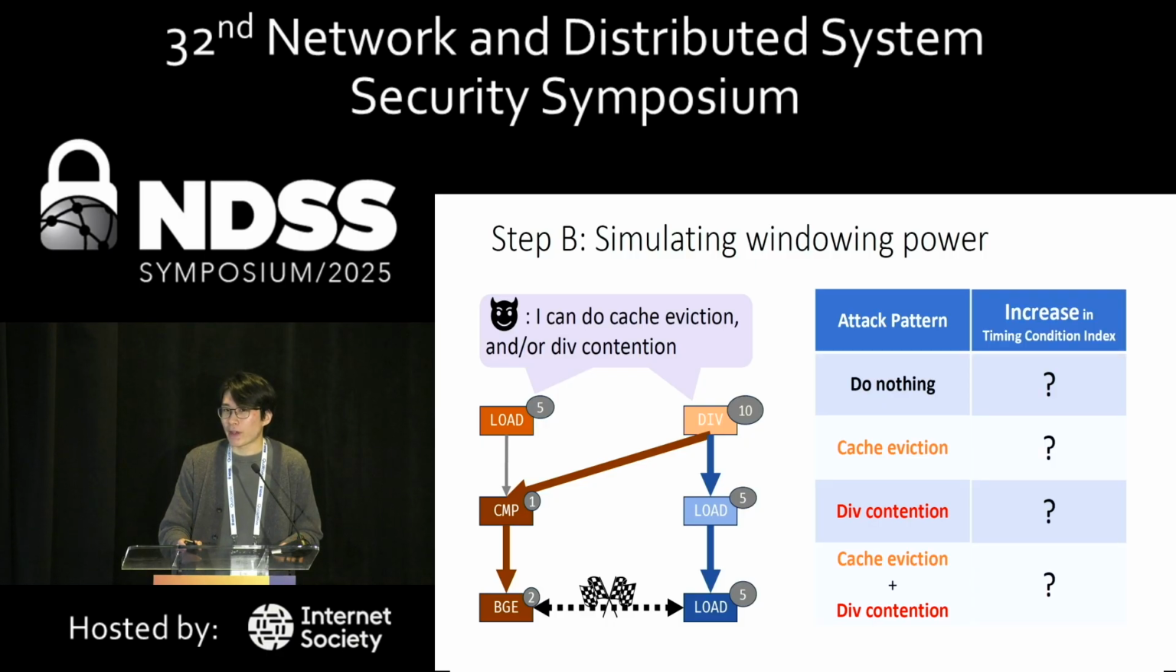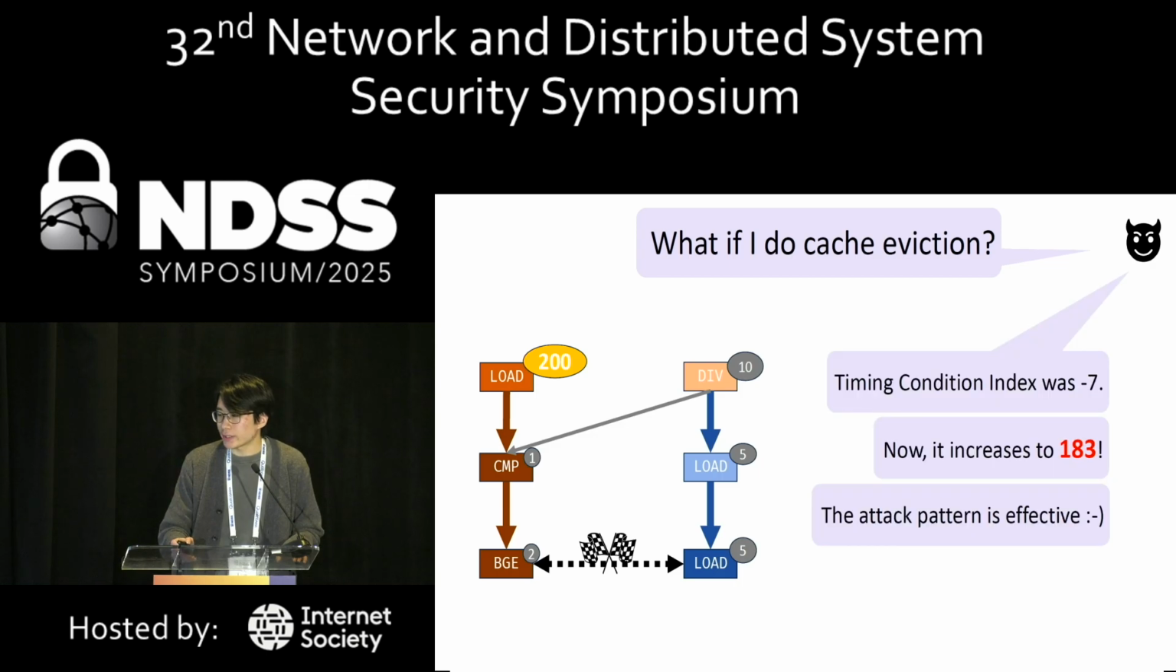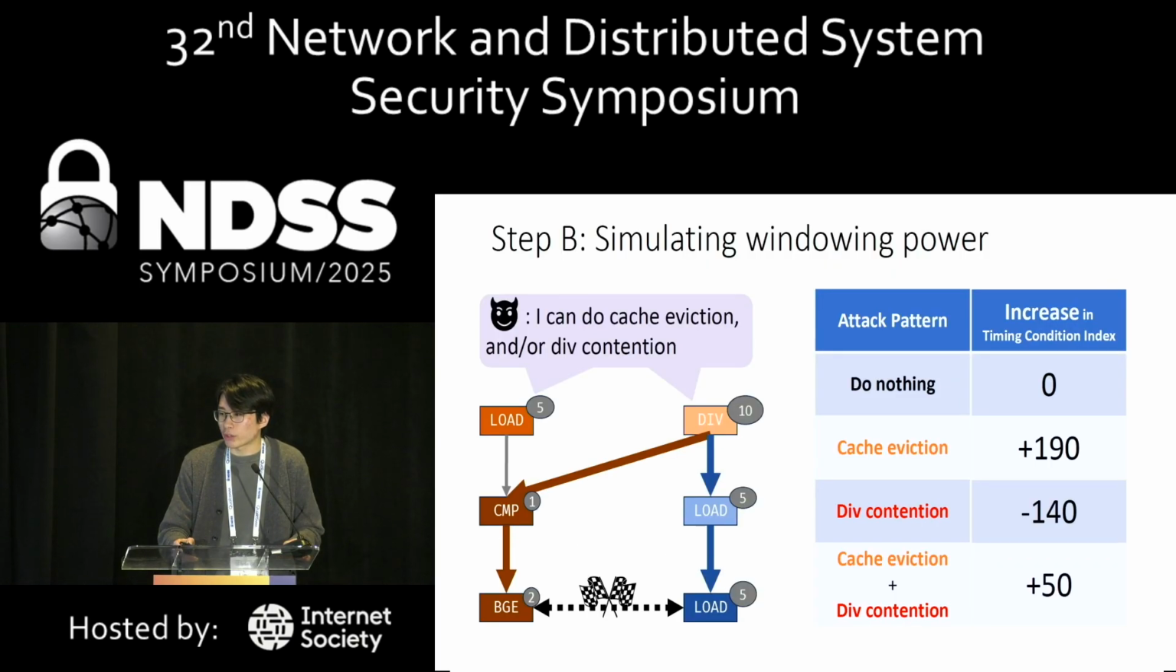We evaluate the effectiveness of each one of these attack patterns by analyzing how much they can increase the timing condition index. For example, if the attacker performs a cache eviction of the boundary value, the latency of the load instruction will get increased by hundreds of cycles. And this would change the max path of the branch instruction and increase the timing condition index by around 200. We perform the same analysis for all the attack patterns, and we select the most effective one.